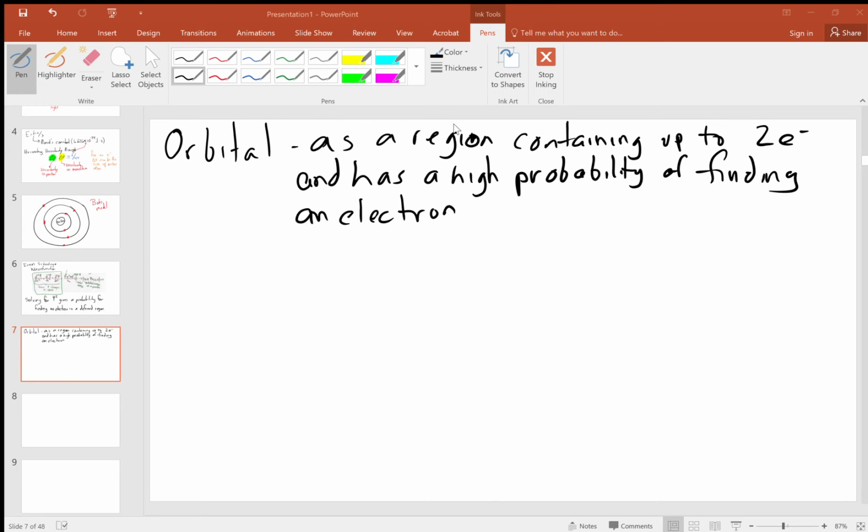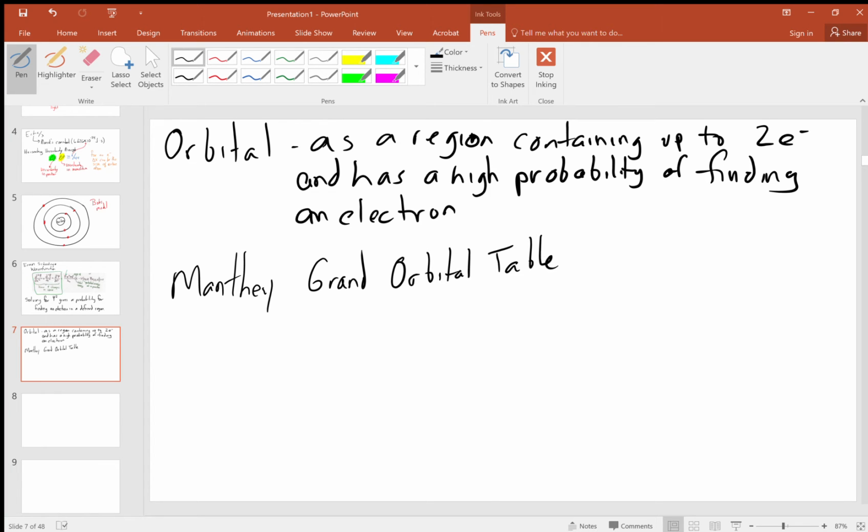Now, if you want to see more of these, see them better for yourself, just go to Google and search for Grand orbital table. And you can look at this chart as much as you want.